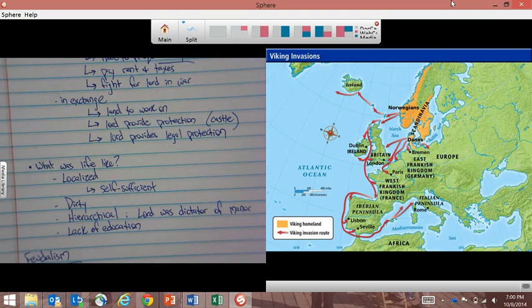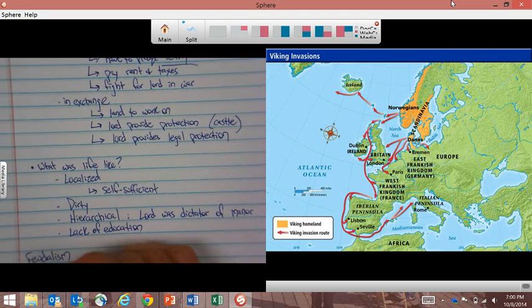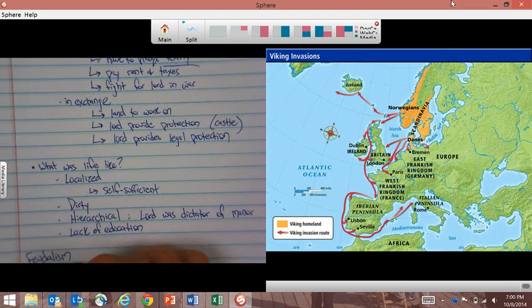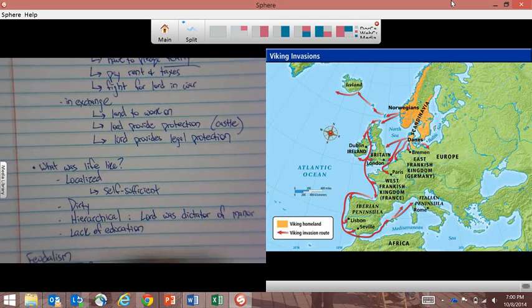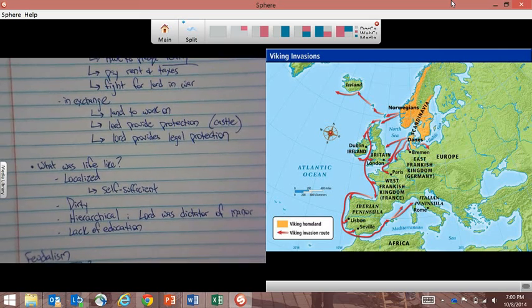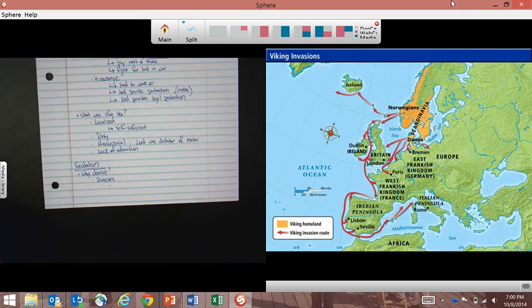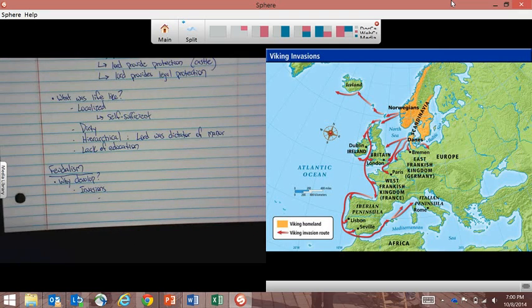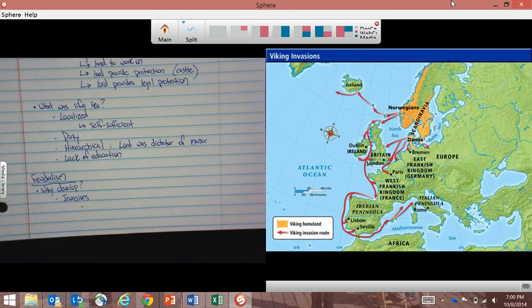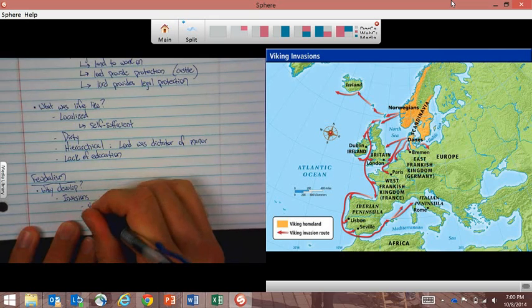So why does it develop? Well, a lot of it has to do with these invasions. And the first group, oh, that is really zoomed in. The first group that they faced invasions from are the Vikings.